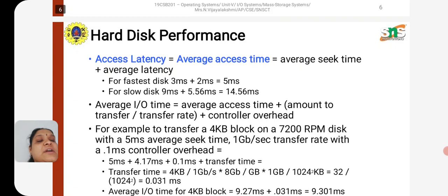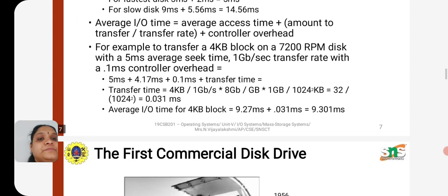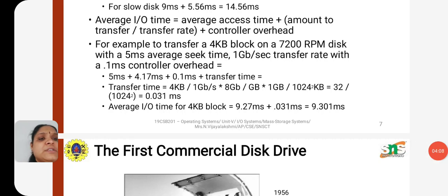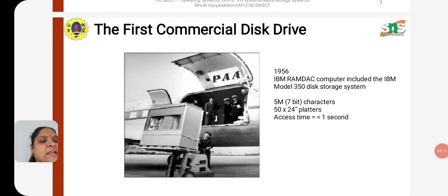Hard disk performance. Access latency, or average access time, is equal to average seek time plus average latency. For the fastest disk, it is calculated as 5 ms. For a slow disk, we have 14.56 milliseconds. Similarly, we can calculate average input-output time. So here is the example they have given. The first commercial disk drives were generated in 1956 by IBM. The RAMAC computer included the IBM Model 350 disk storage system. It used 7-bit characters, the platter size is 50 by 24, and access time is less than 1 second.